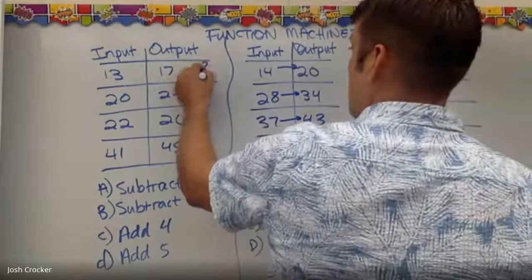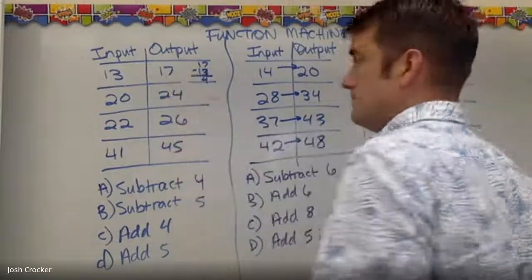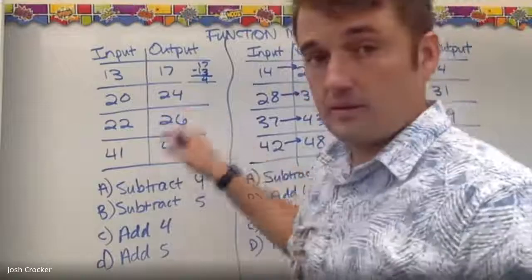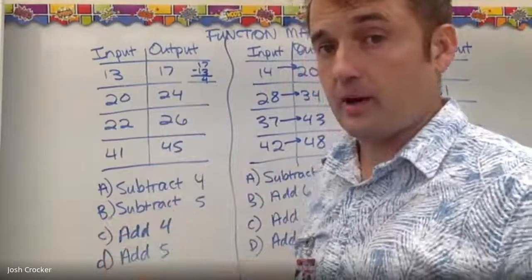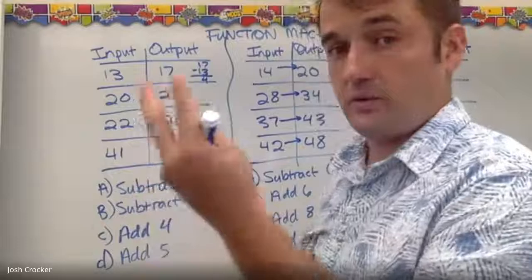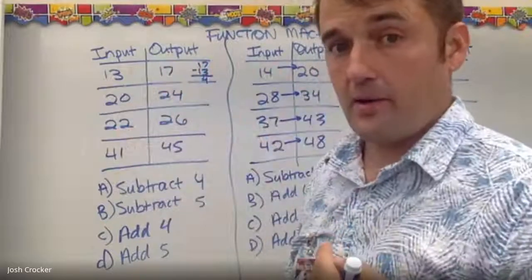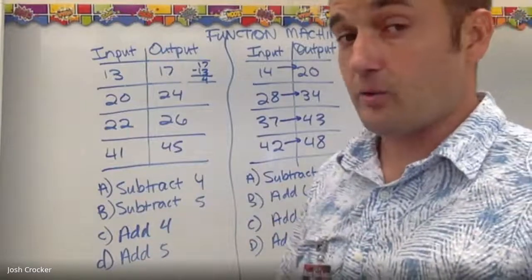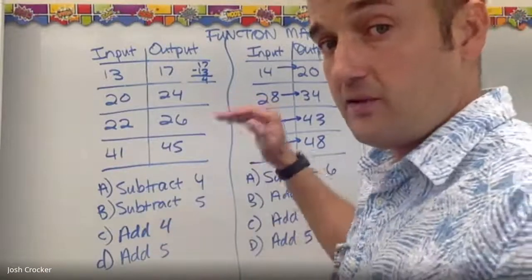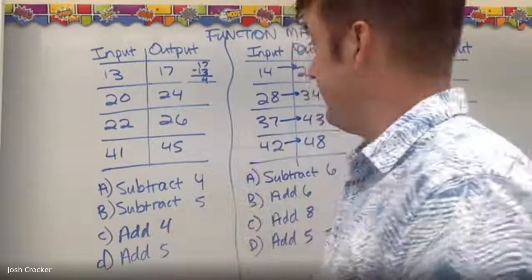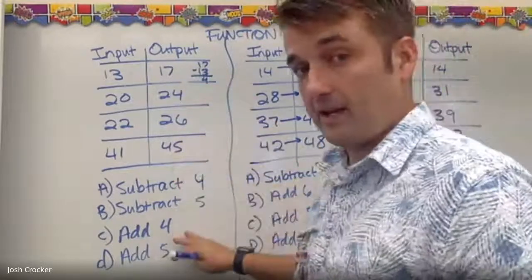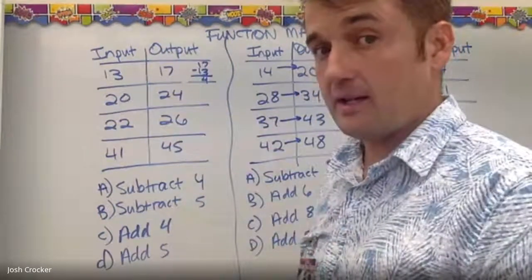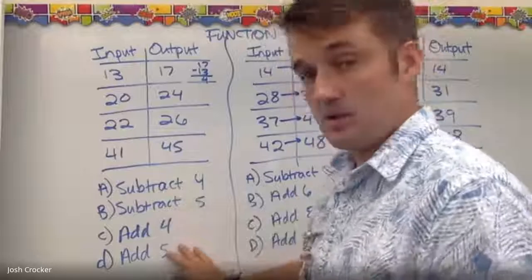That was 4. And from 20 to 24, it's 4 again. Okay, 22 to 26, 23, 24, 25, 26, 4. So I checked the rule that I suspect is true. I checked it a few times to make sure it's right. And then once I feel like I've got a rule that I'm pretty confident in, it's happening over and over again, then I come down here and look at my choices.